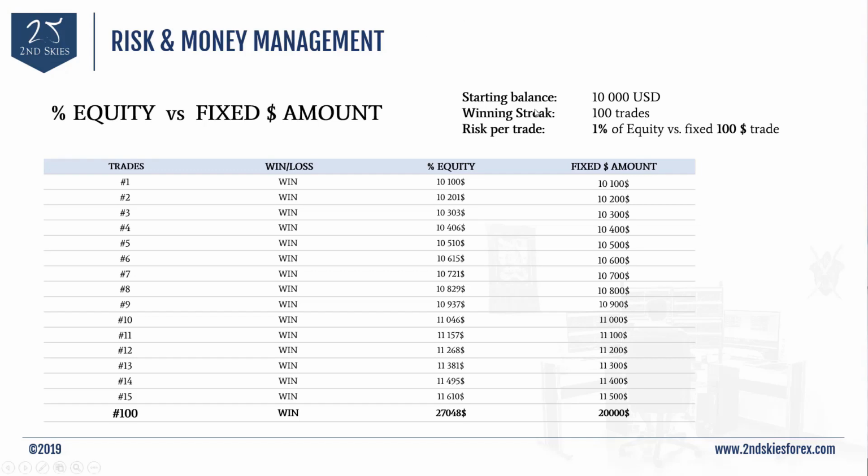But let's say you won 100 trades in a row and you were risking 1% of your equity per trade versus a fixed $100 per trade. At the end of 100 trades, if you start off with $10,000, if you used a percent equity risk model, at the end your account would be $27,048. However, if you went with the fixed dollar amount, your account would be $20,000. So in this scenario, it completely outperforms the fixed dollar amount by a large margin.